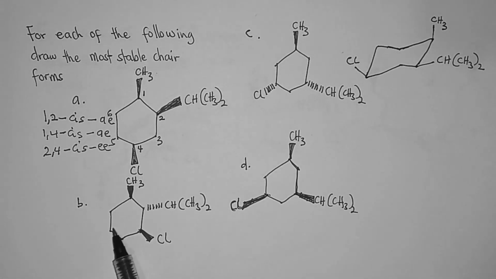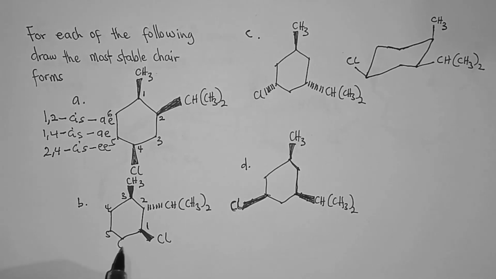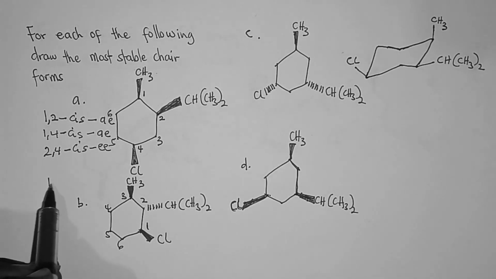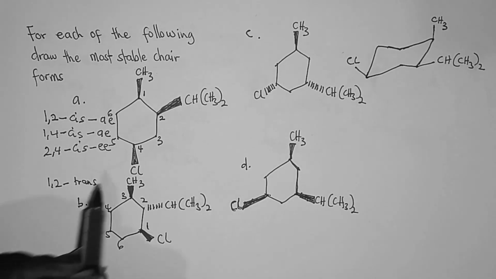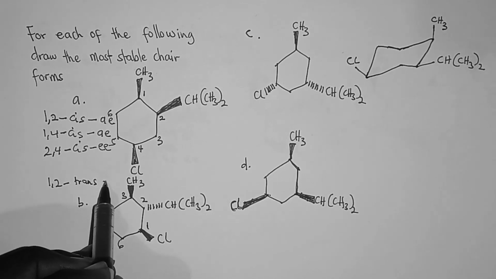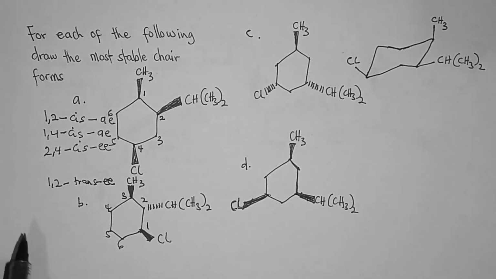Let's come to the B. Now let's try labeling the carbon atoms. So this is 1, 2, 3, 4, 5, and 6. So 1, 2 is a trans. So let me write it here. 1, 2 is a trans. And trans in 1, 2 is an AA or EE. But because we are drawing the most stable chair conformer, we must put it on the EE.